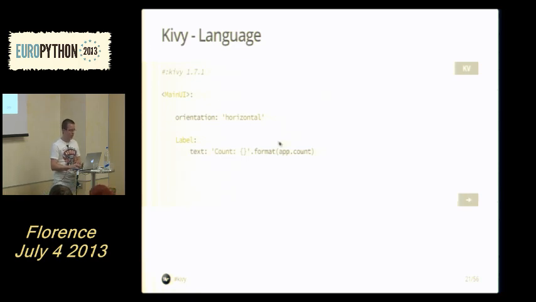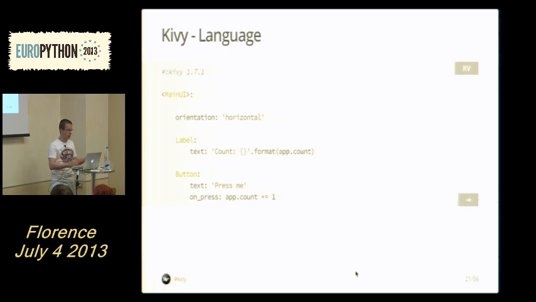And there is something interesting here. App is a special keyword that represents the current running application. So I'm accessing a property of the application. Do you see that when the property changes, the Python expression will be automatically evaluated again, and the text of my label will change?